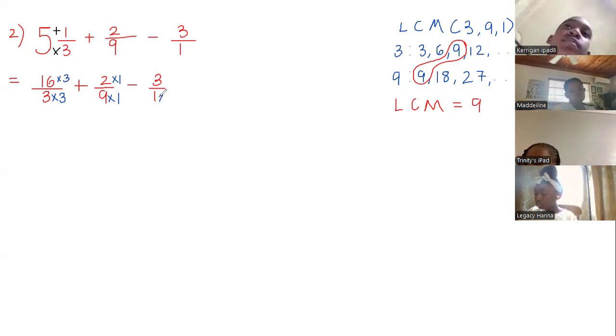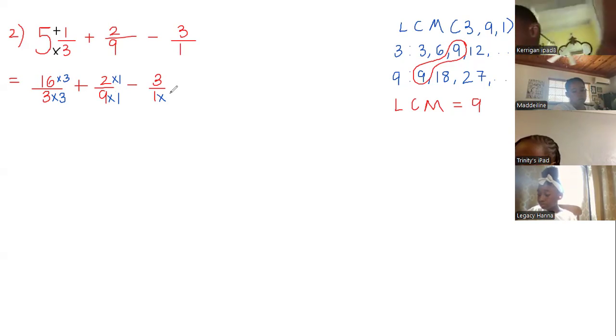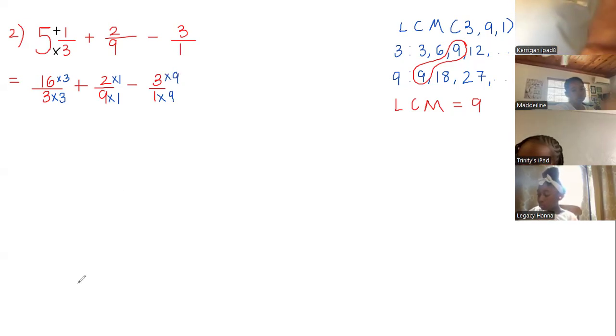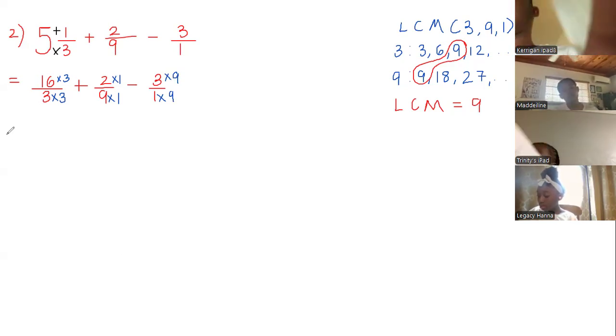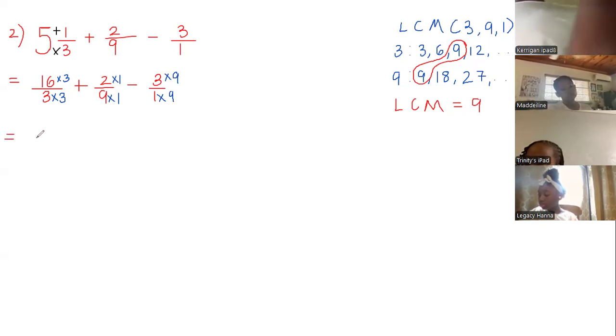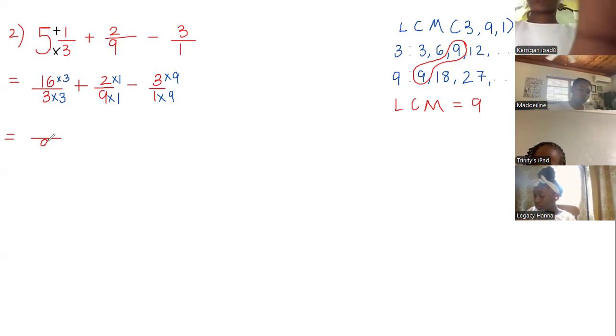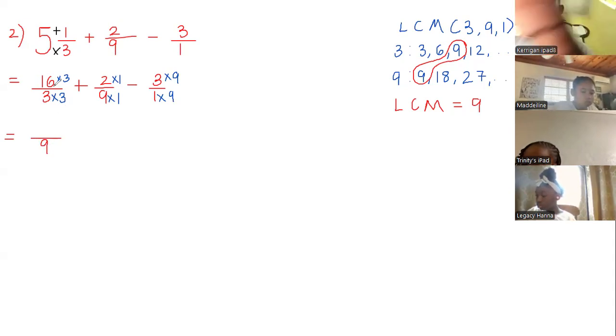Again, whatever we do to the bottom. What times 1 is 9? 9, very good. So 1 times 9 is 9. Again, whatever we do to the bottom, we must do to the top as well. Very good. And so we have, it's going to be equal to all over. What is 3 times 3? 9, very good. And what is 16 times 3?